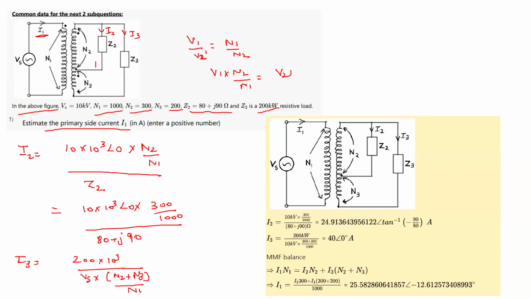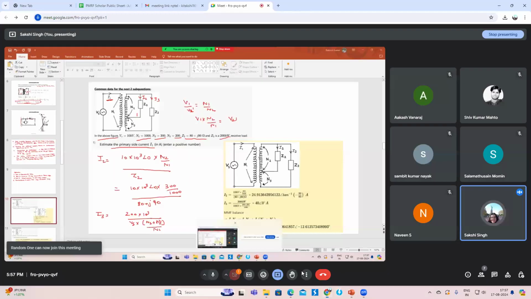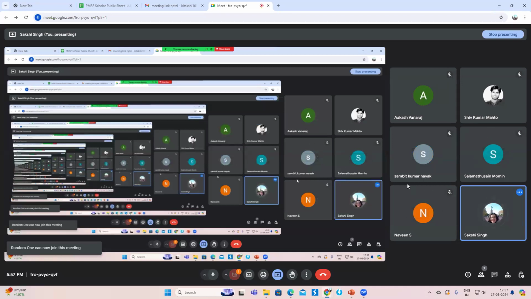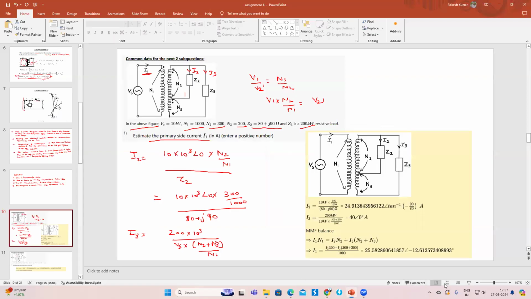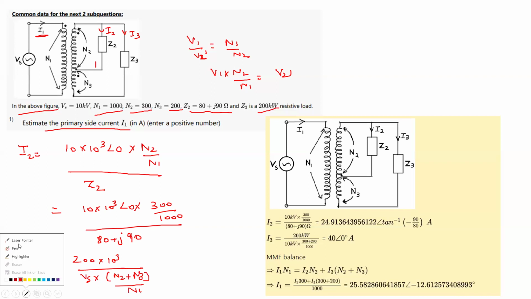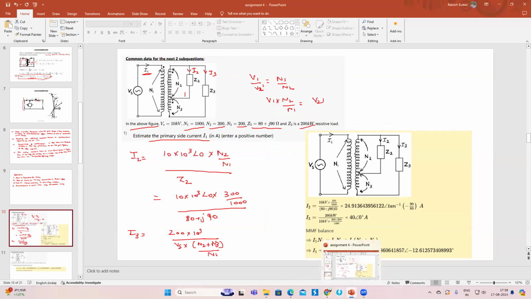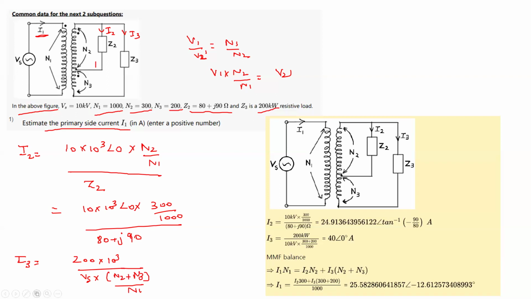Is there any doubt till now? Is there any doubt in whatever I have written? Akash, Shiv Kumar, Sambit, Navin, Momin, is there any doubt? If there is any doubt, please ask. This is a very important topic, because in exams people make mistakes in the topic of autotransformer only. That is why it is very important to follow it word by word. If there is any doubt, stop and ask.